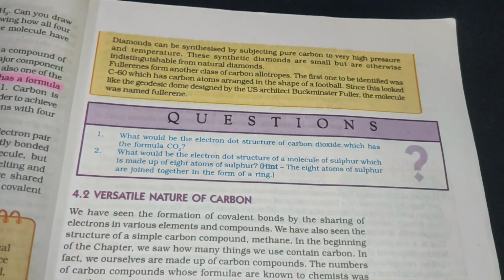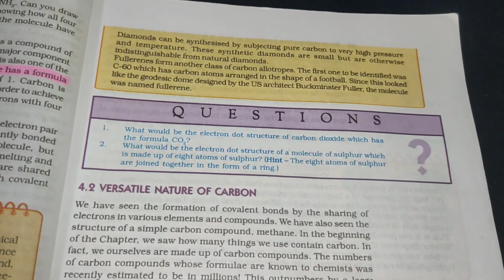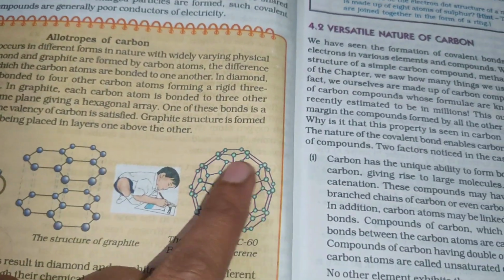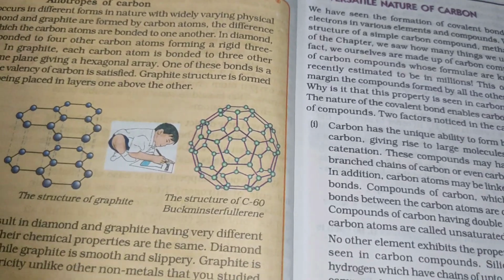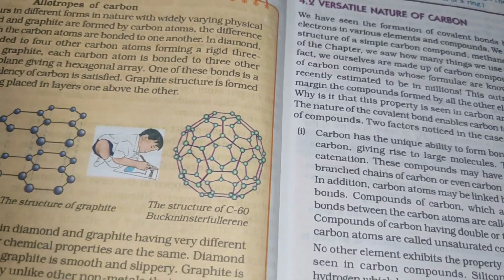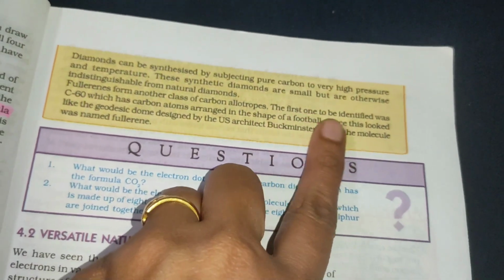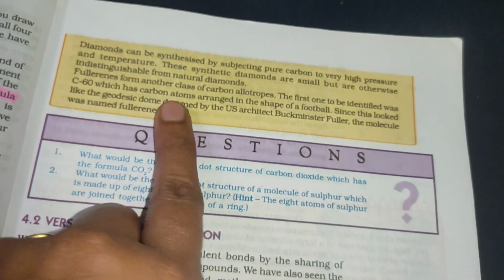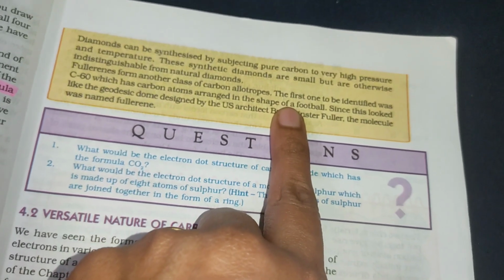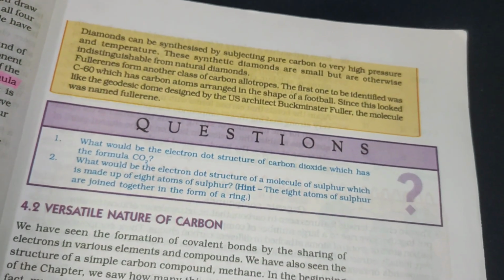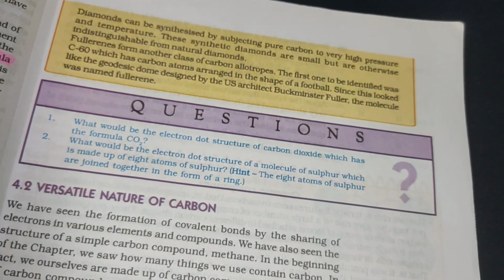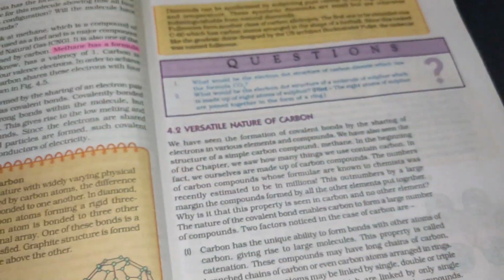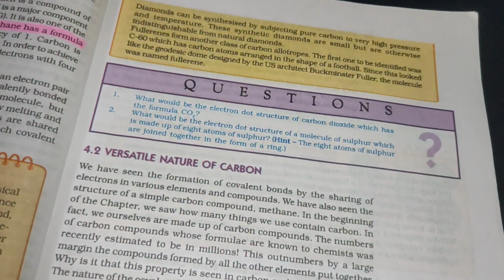And fullerenes are also one type of carbon allotrope. Carbon-60 means 60 carbons are bonded together to form a ball-like structure. It is called Buckminsterfullerene, named after the scientist who designed the structure. The first one to be identified was C60, which has carbon atoms arranged in the shape of a football. It looked like the geodesic dome designed by the US architect Buckminster Fuller, so it was named fullerene after his name.